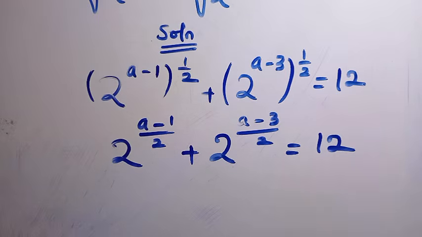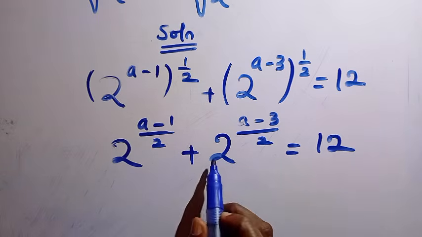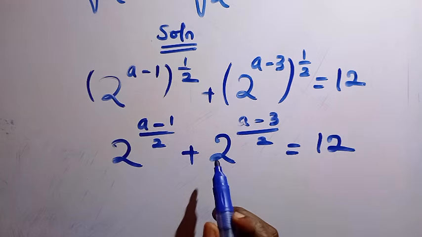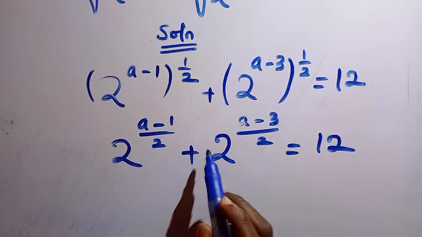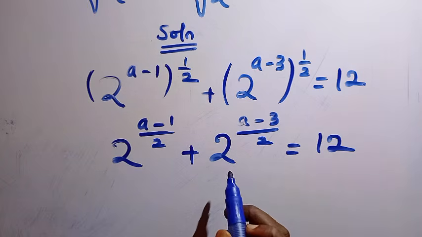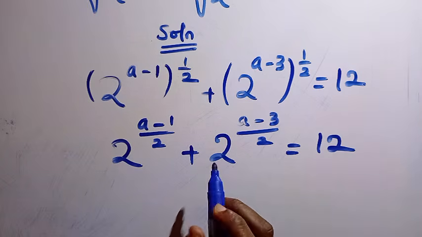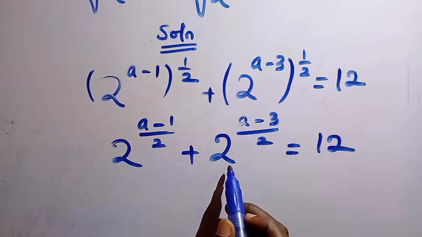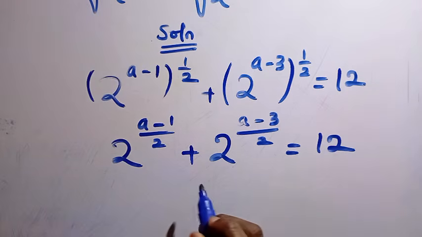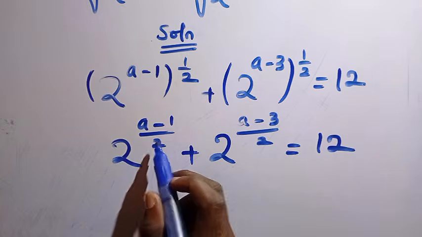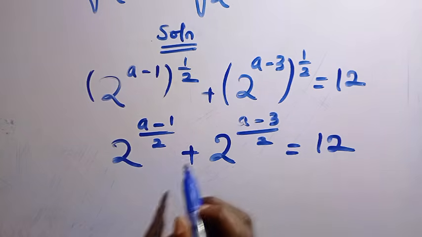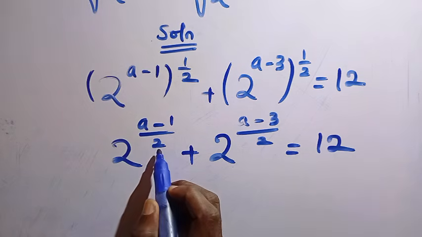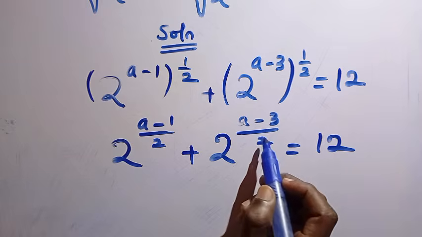Looking at these two bases, the bases are the same but the powers are different. This is not multiplication, so we cannot add the powers together; addition separates these two bases. The powers a minus 1 over 2 and a minus 3 over 2 are not the same. We have to make these two the same by manipulating this side, though we can still manipulate the other one, depending on the one you choose. But for simplicity, let's remanipulate a minus 1 over 2 in terms of a minus 3 divided by 2.